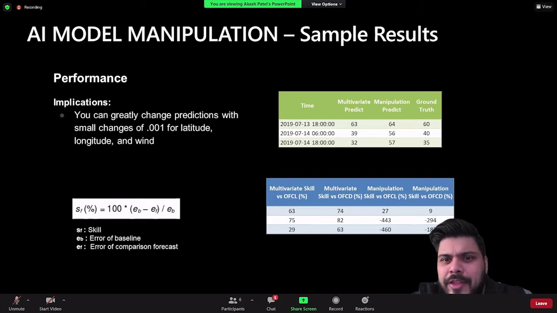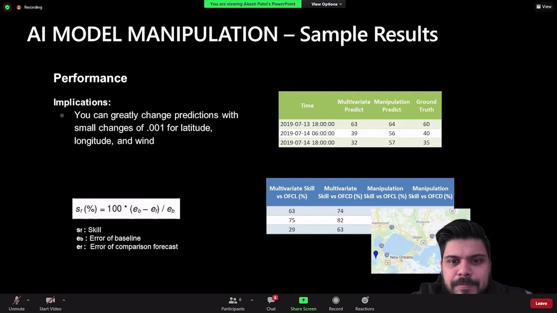You can see in the green table here, the normal predict is the first 63, 39, 32, and that's a wind prediction. And then the ground truth is data after the fact. So what actually happened was the ground truth: 60, 40, and 35, as you can see. And then the manipulation predict right in the middle, you can see that it's quite different. The difference between 15 and that completely changes how skilled you are in predicting the wind, and in turn how forceful the hurricane is. And you can see it compared to the bottom. The OFCL and the OFCD are two of the official models. One is the European and one is the American model for generating hurricane tracking predictions.